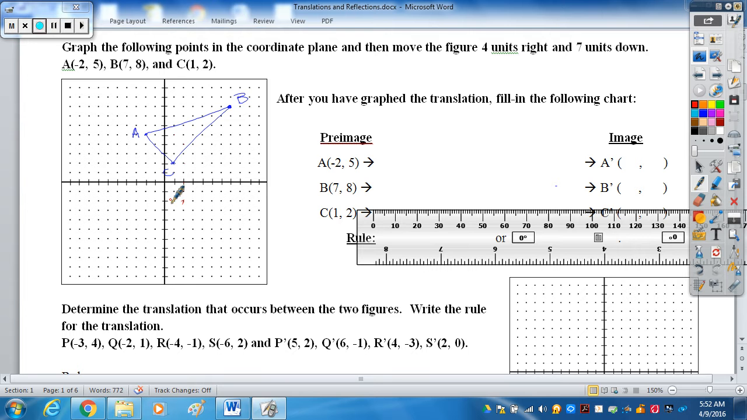And so I'm going to put down an A, and it's going to be A prime. When you move a figure one time, we usually put a prime on it to show that it's no longer that same image, it's been moved in some manner. Okay, and we're going to do that same thing for all 3 points. 4 right, 7 down.